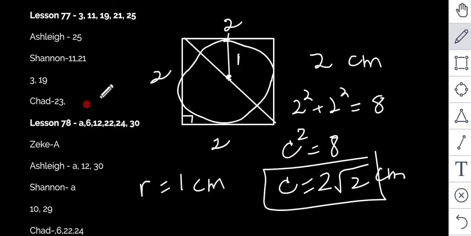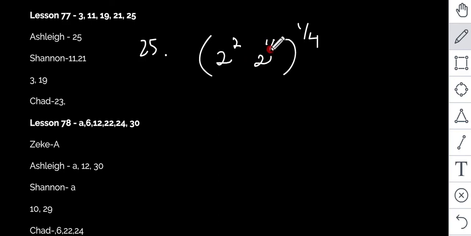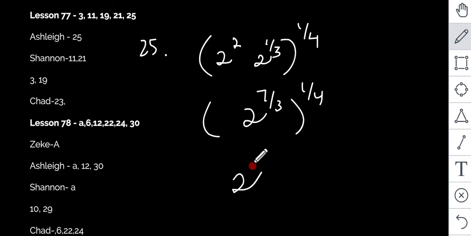And our last one is number 25. It's another one of these guys. These keep coming up. Make sure you're paying attention here. We're going to put it to the 4th power. I'm just skipping around a little bit. It's 4, so I'm going to make it 2 squared, and then this is going to be 2 to the 1/3 power. Deal inside: 3 times 2 is 6, plus 1 is 7. So it's 2 to the 7/3, to the 1/4, and then you're going to get 2 to the 7/12. The end. And we are done with lesson 77.